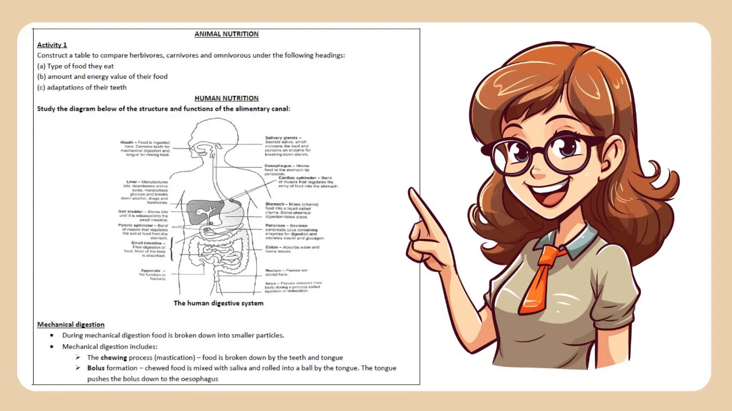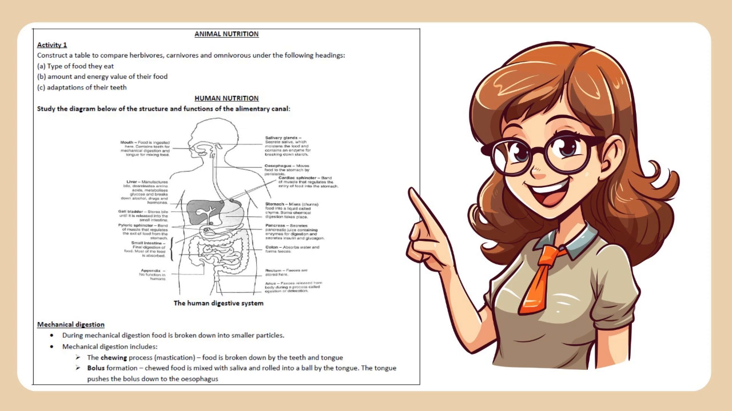Animal nutrition. Activity 1. Construct a table to compare herbivores, carnivores, and omnivorous under the following headings. A. Type of food they eat. B. Amount and energy value of their food. C. Adaptations of their teeth. Human nutrition. Study the diagram below of the structure and functions of the alimentary canal.